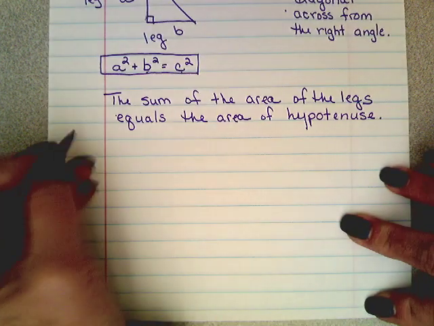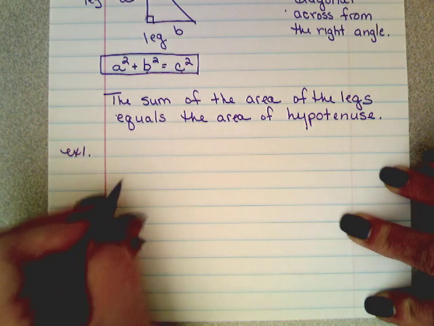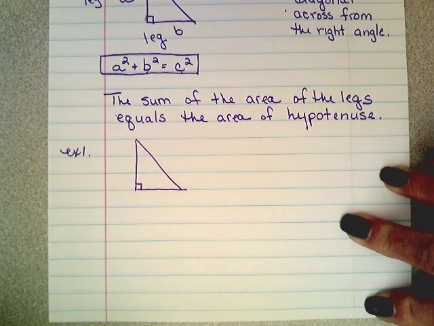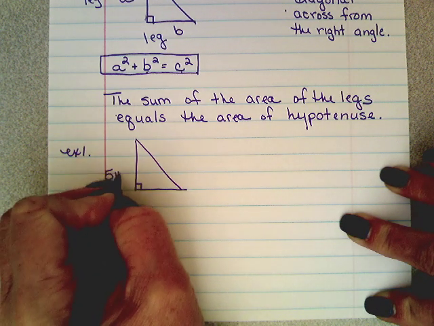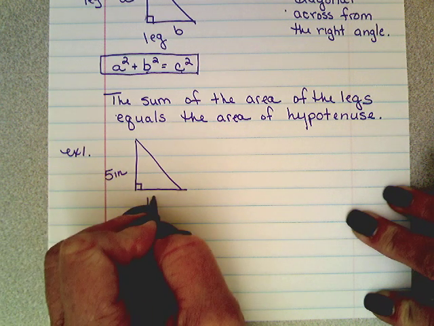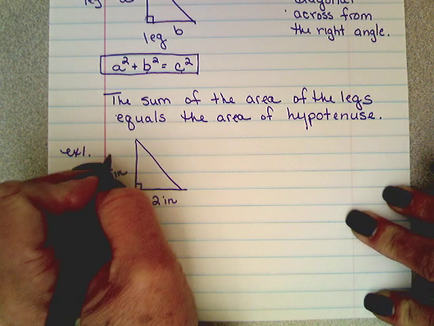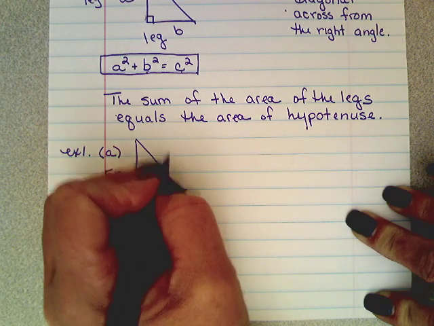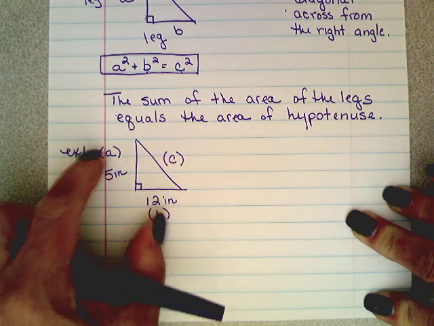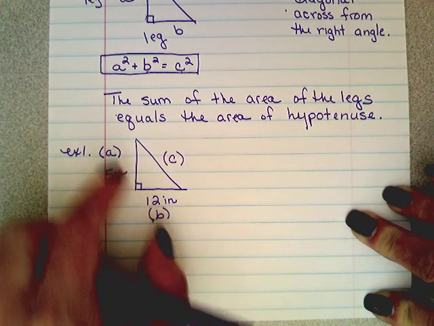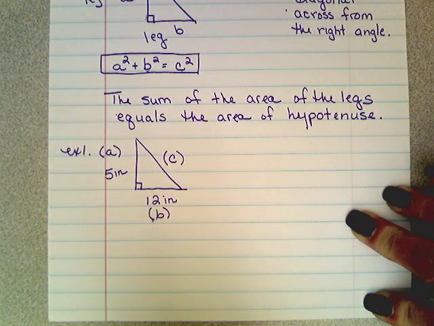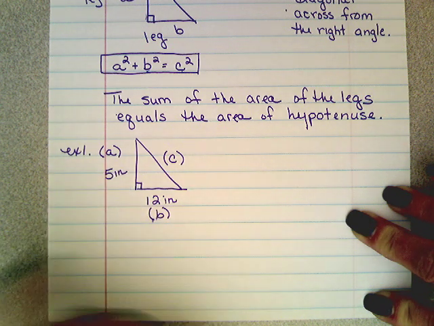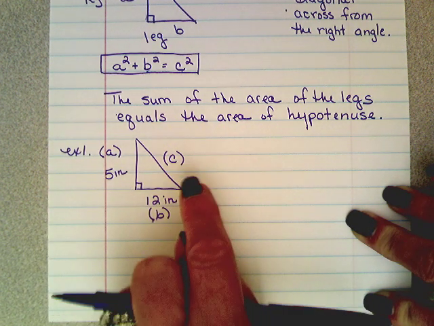Okay, we're going to do a couple of examples. I'm going to draw my right triangle. We have 5 inches here, and we have 12 inches here. This is A, and this is B. You always label your triangle A, B, and C. Now, A and B are interchangeable. You don't always have to put A on the vertical line. You can move it to the horizontal line if you want to. A and B are interchangeable. C is not. C always has to be your hypotenuse.